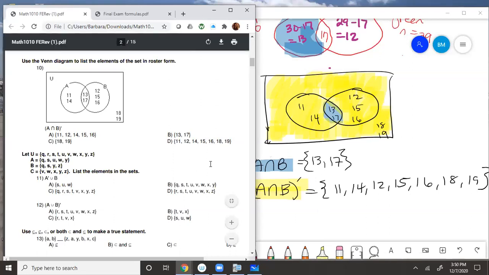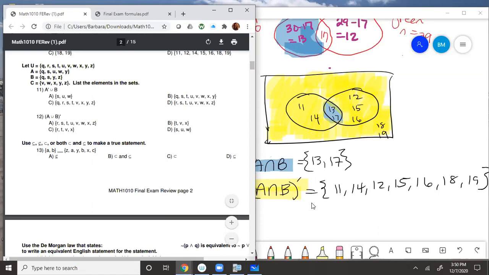Okay. Let's list the elements in the set. This is for number 11 and 12.